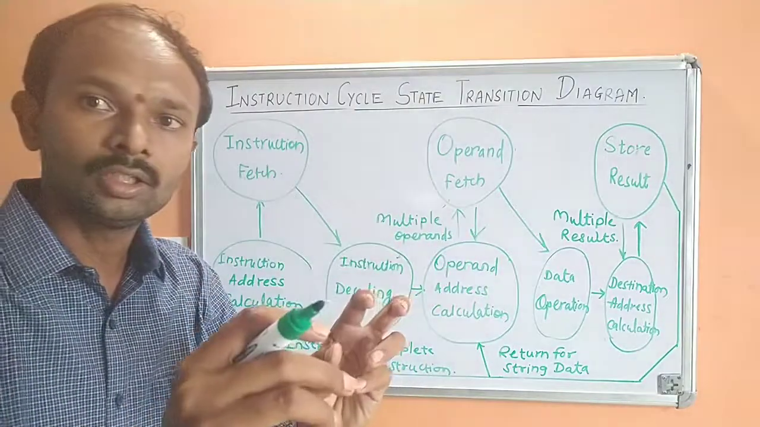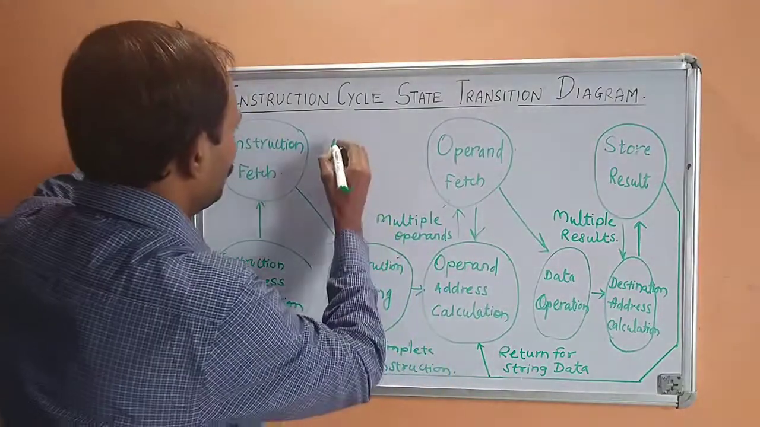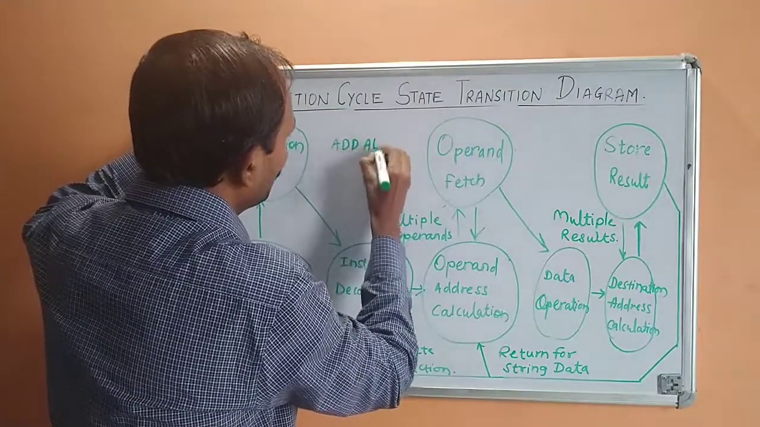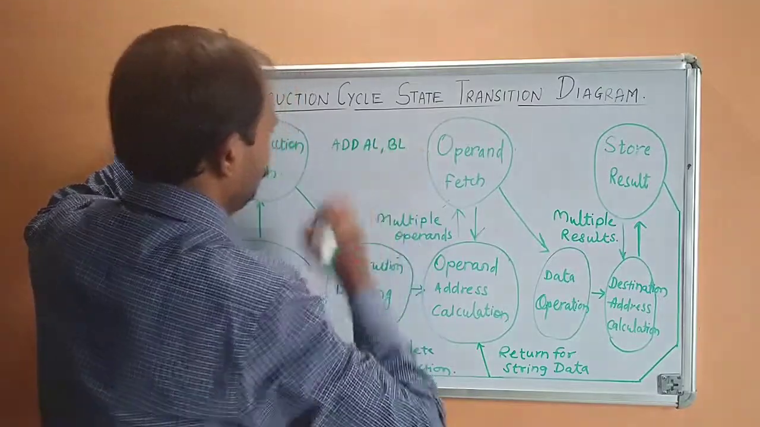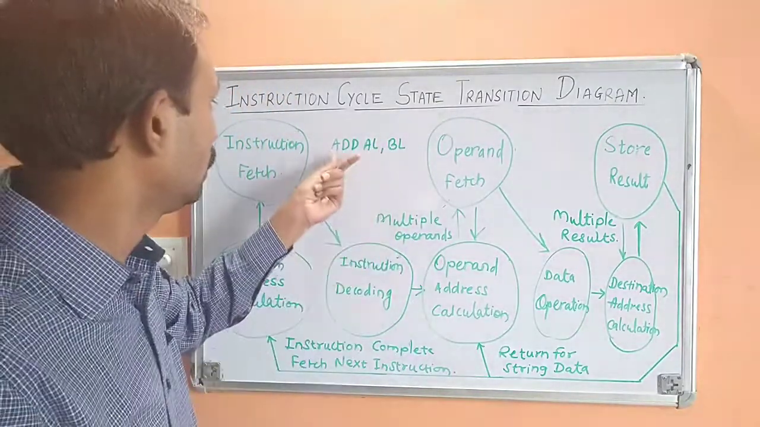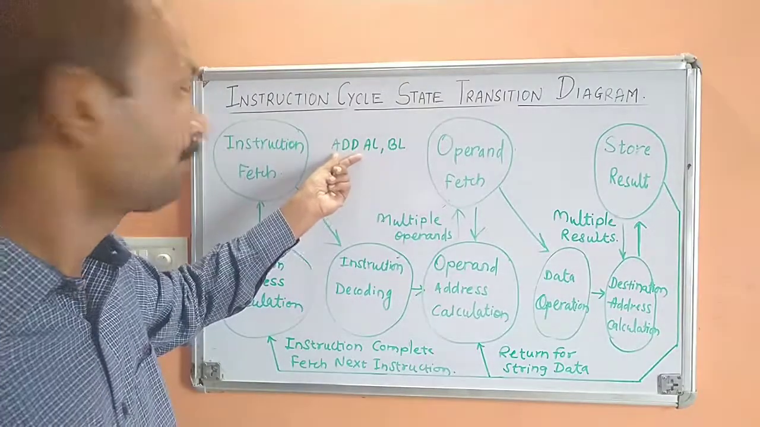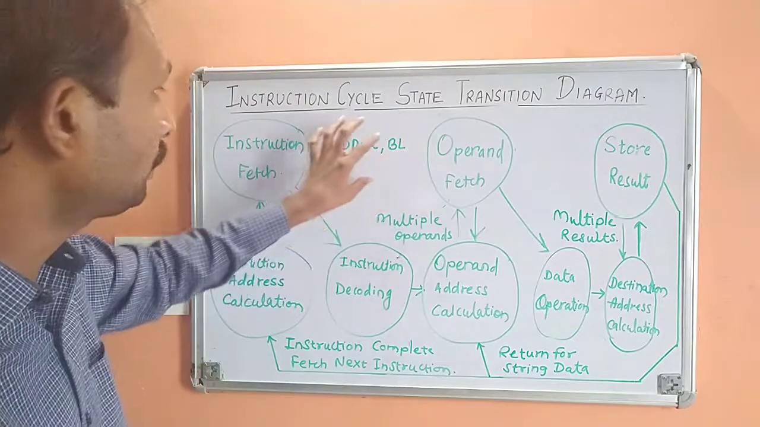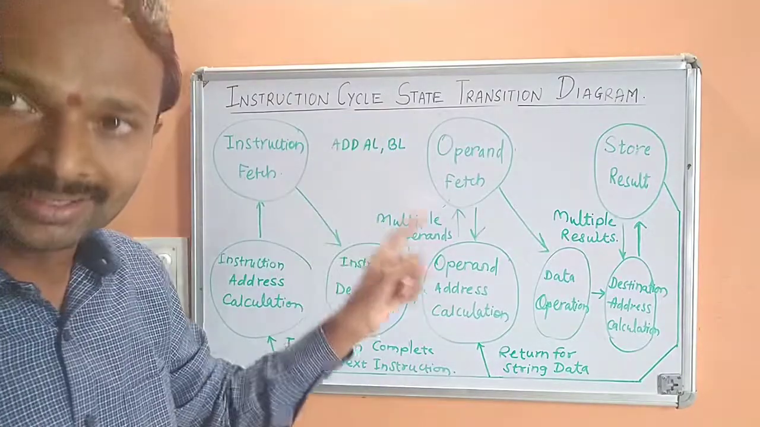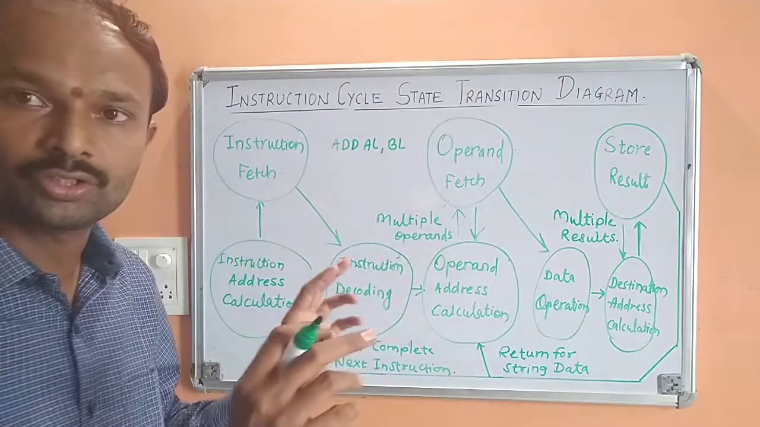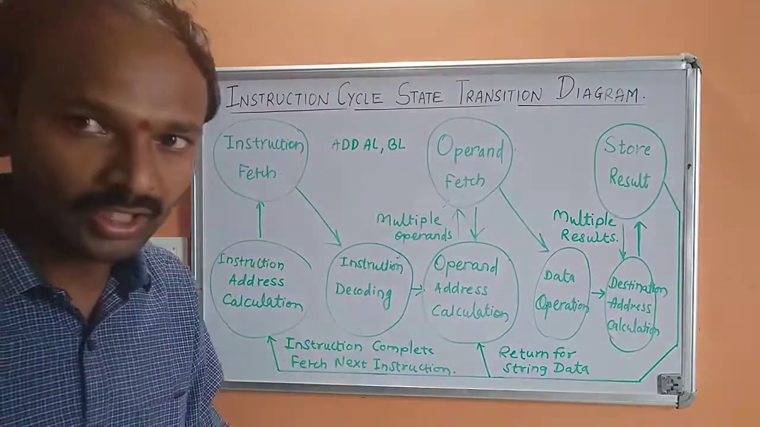So let us take the similar example of the instruction, which was ADD AL, BL. As we know, inside this instruction, ADD is the instruction and AL and BL are operands. We will take this particular instruction as an example to understand this complete instruction cycle state transition diagram.